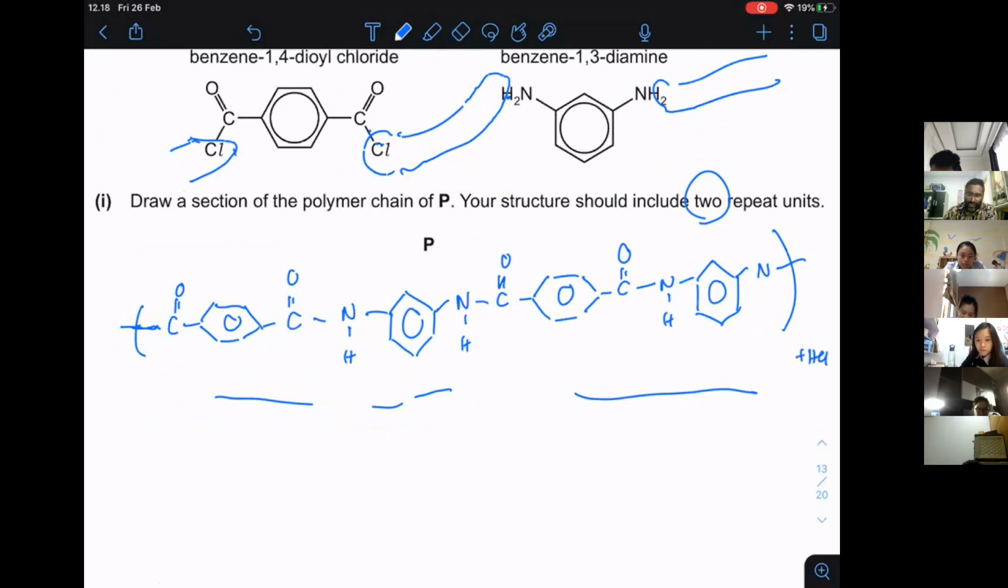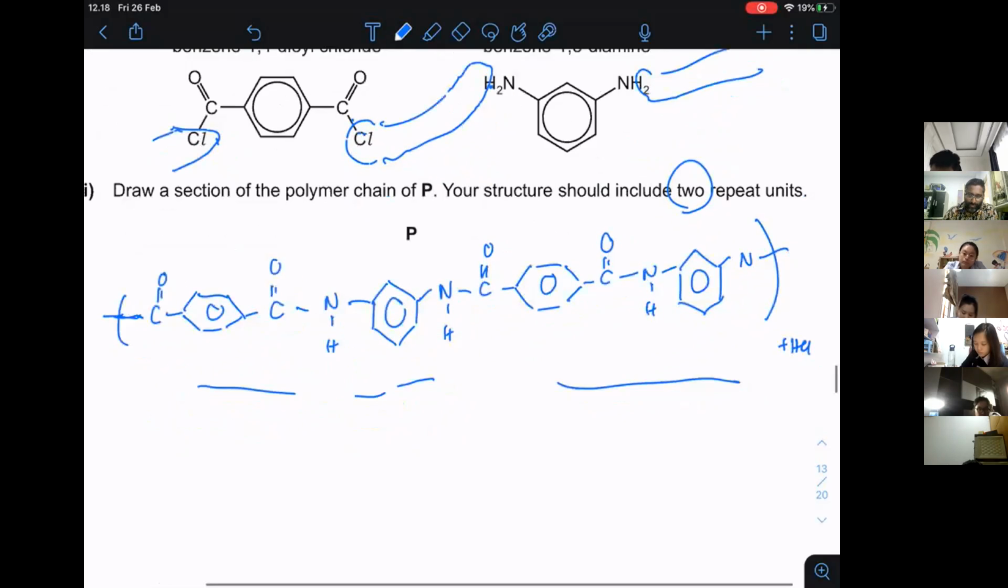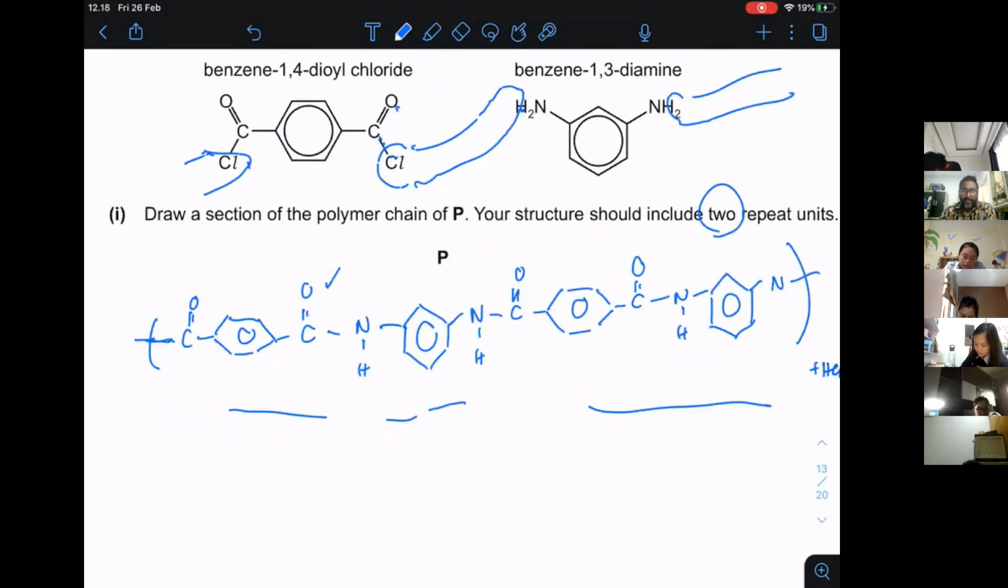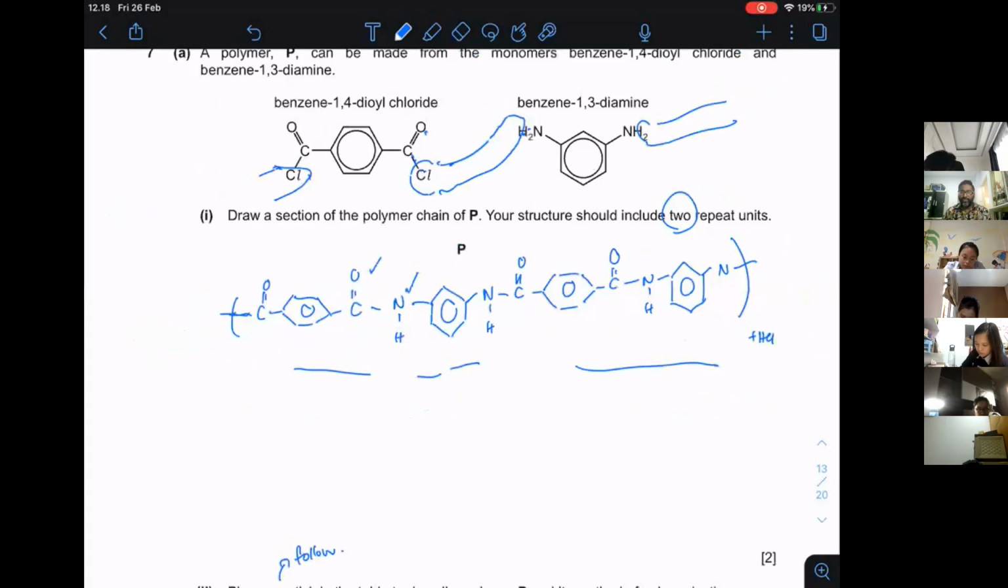Here the C double bond O is going to join with the nitrogen containing the hydrogen. So you will get something like that. You just join them together and you will get this polymer. This polymer, they didn't tell how many moles of HCl you are going to have over there and so on. They don't want you to learn about that, but that's going to be the structure.